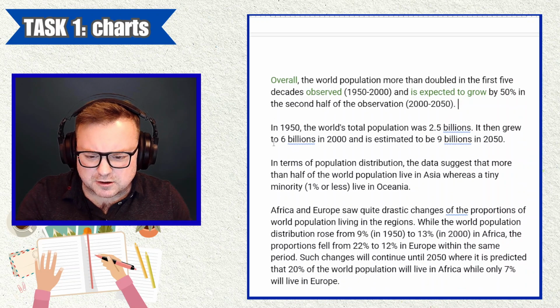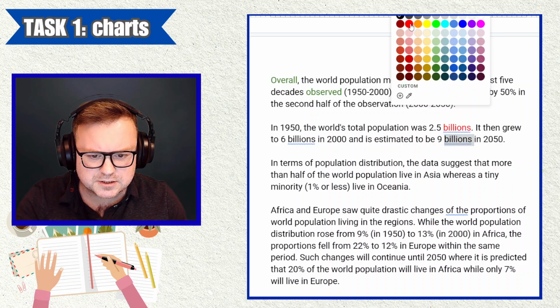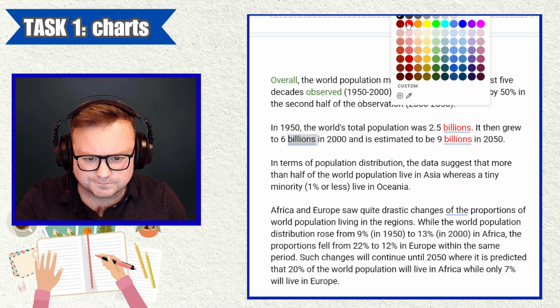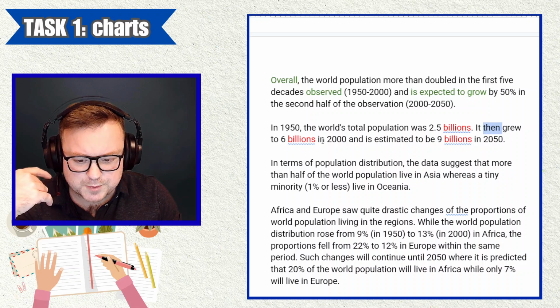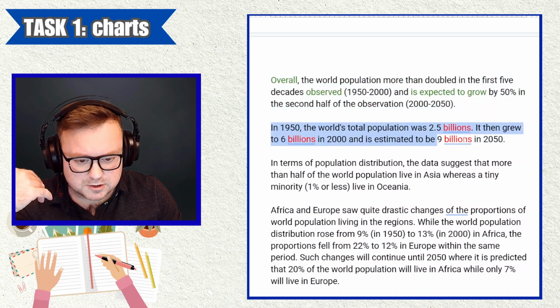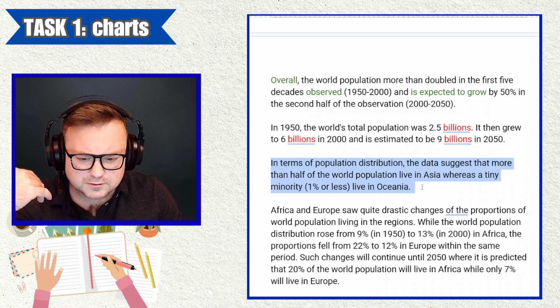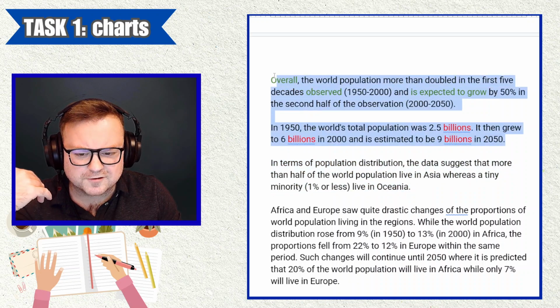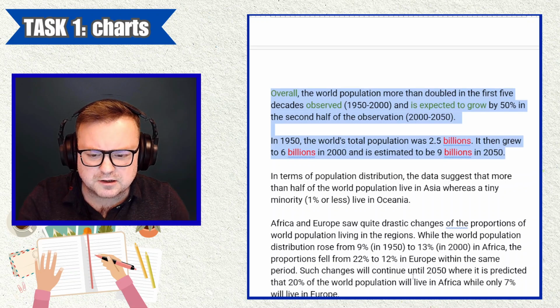But then we get to this paragraph. In 1950, the world's total population was 2.5 billions. We want billion, not billions. In 1950, the world's total population was 2.5 billion. It then grew, nice use of then, it then grew to 6 billion in 2000. Okay, great. So we have overview, specific detail. Very nice. And then I guess we're going for another overview. Maybe you could put this into one paragraph. Yeah, that would work.